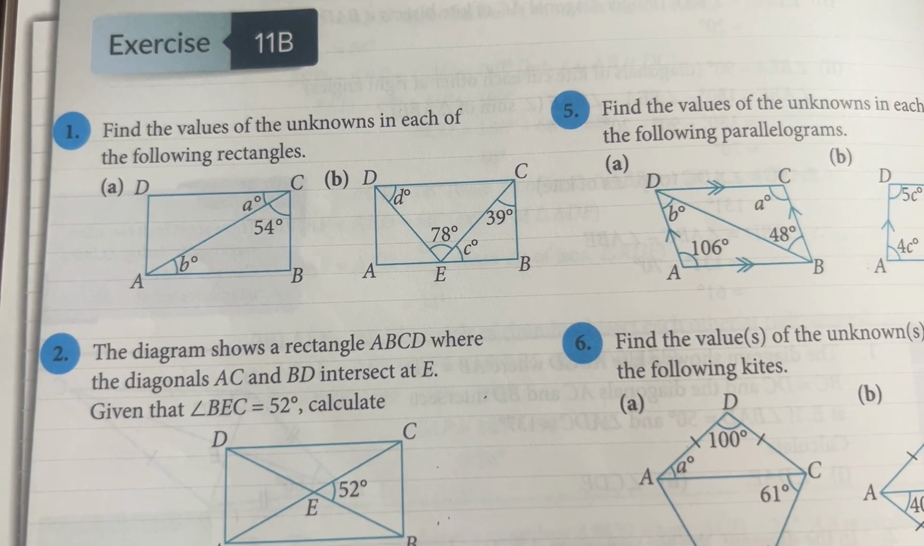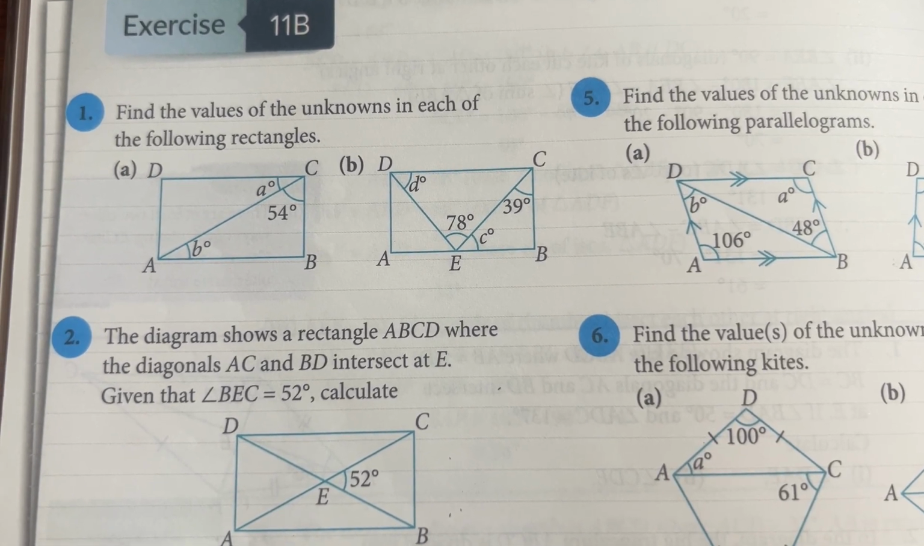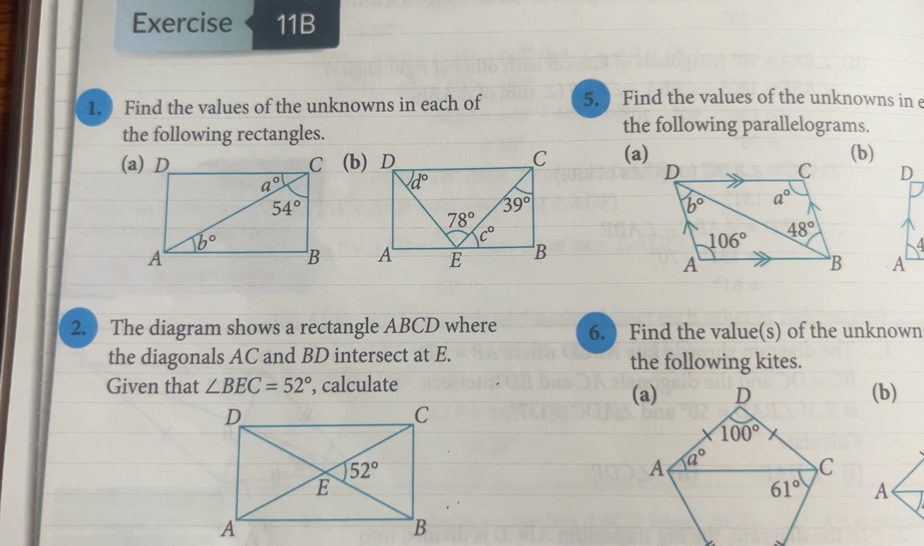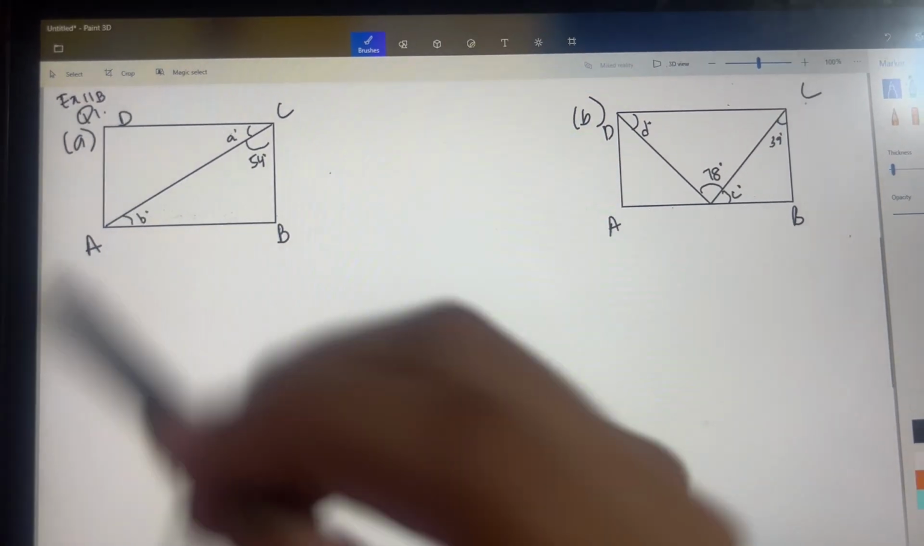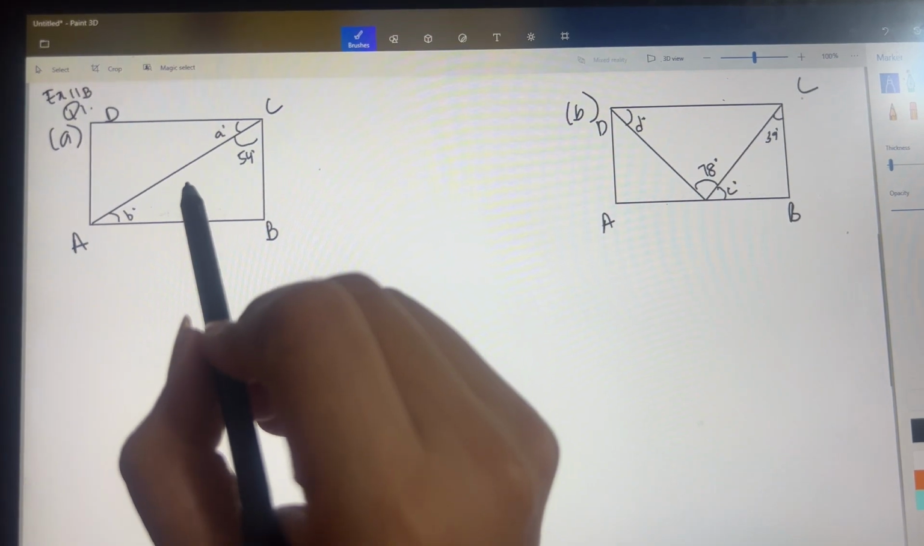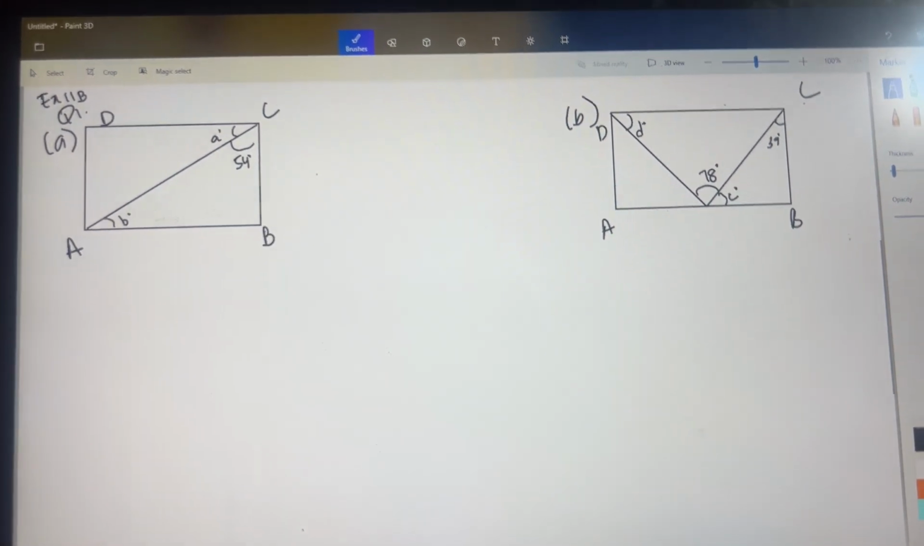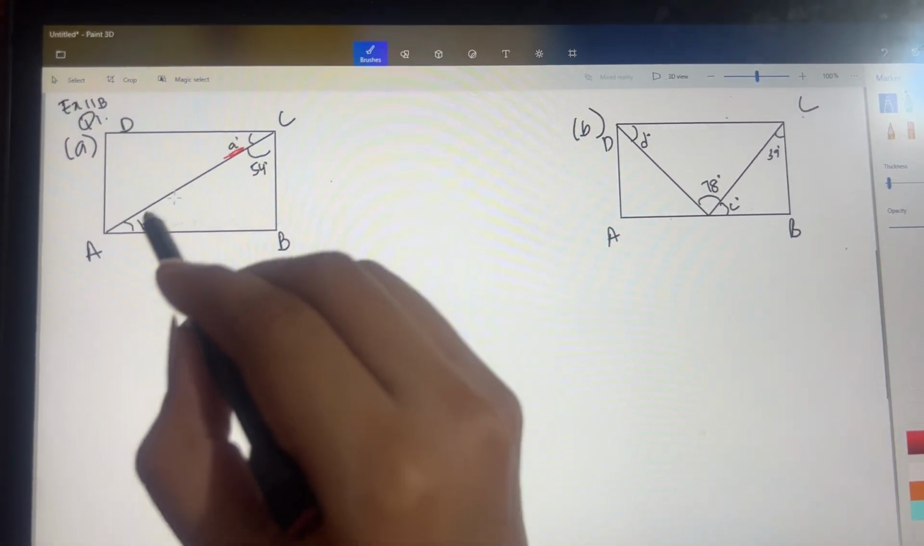Okay, so we are starting from exercise 11b, question 1, part A and B. We'll be solving these two questions in today's class, A and B. So we have to find the unknown angles. Unknown angles means we have to find this A and this B.